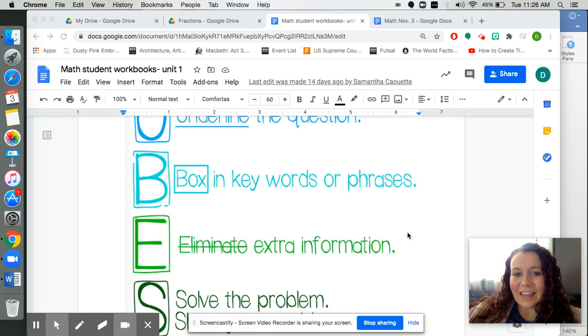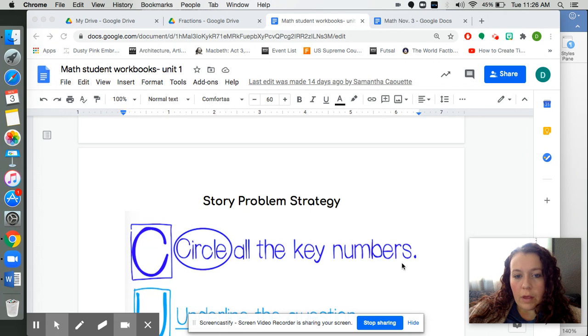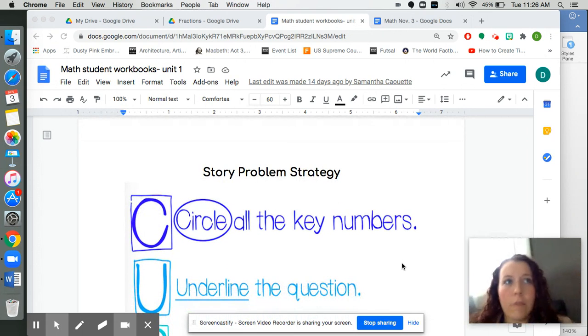Hi, fifth graders. Today, our objective for this Friday is to use a story problem strategy to solve story problems related to fractions. So, I'm going to show how to do a couple of these using this strategy, and then you're going to have to do a couple of these problems on your own.